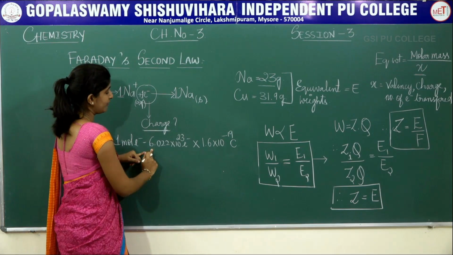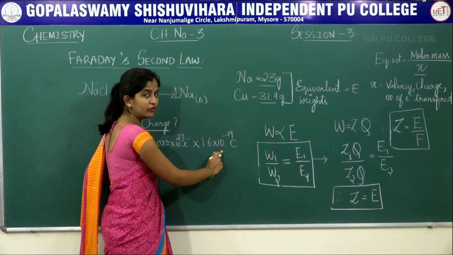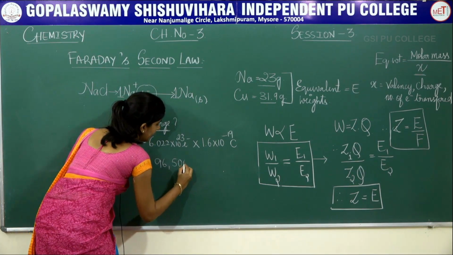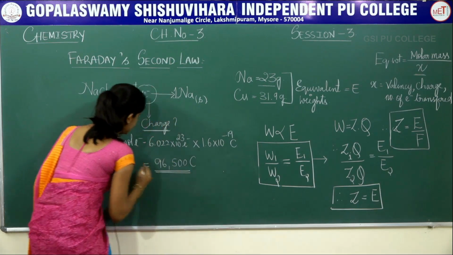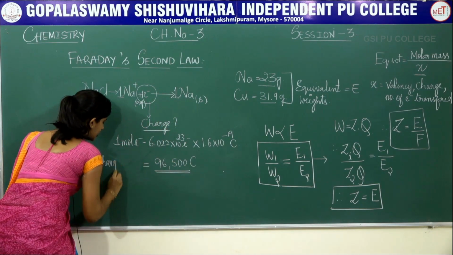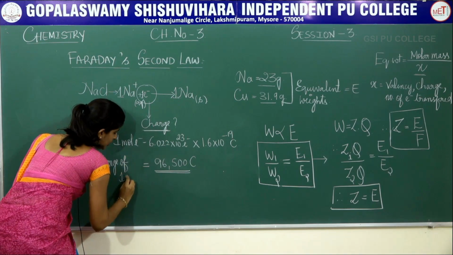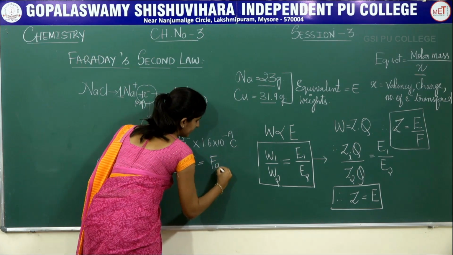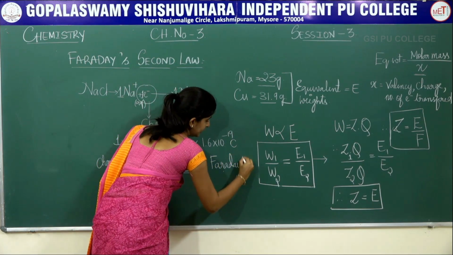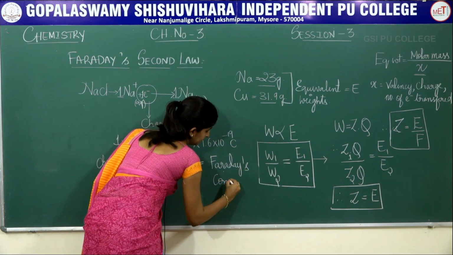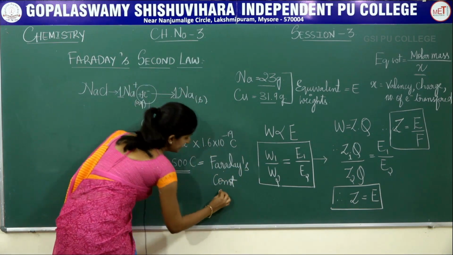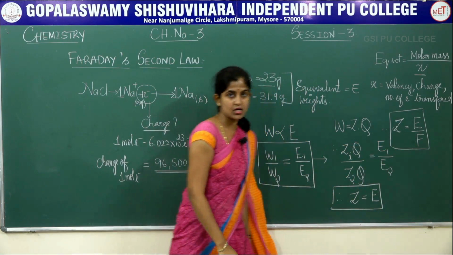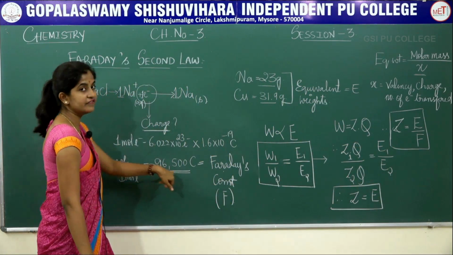So 1 mole is equal to Avogadro number of electrons into the charge of 1 electron, which will be equal to 96,500 coulombs. So this is the charge of 1 mole of electrons, which is a constant. You call it Faraday's constant, that is represented by capital F. This is your F here, called Faraday's constant. It is equal to 96,500 coulombs.